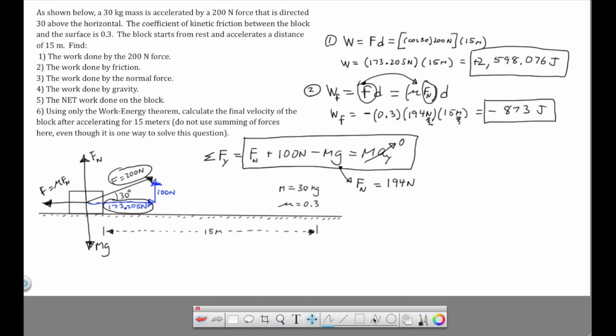Okay, third question. Actually, third and fourth are very similar. The answer is going to be 0.